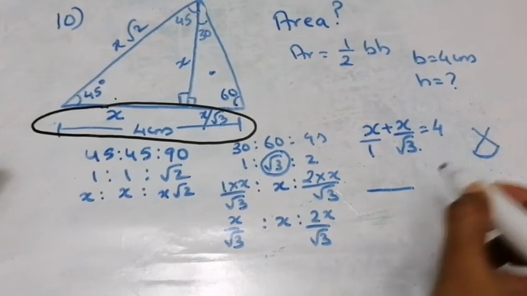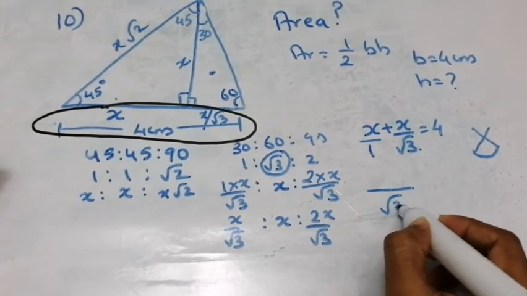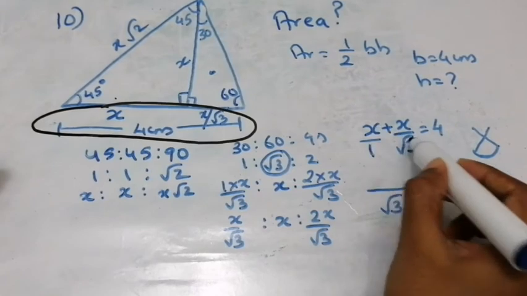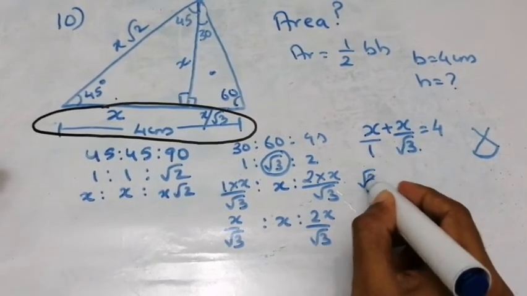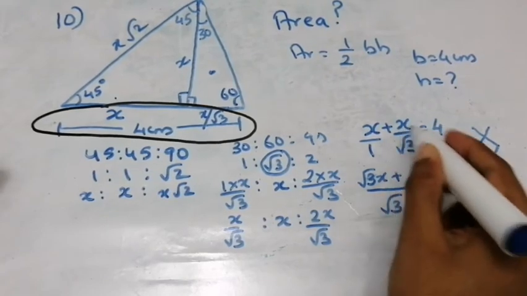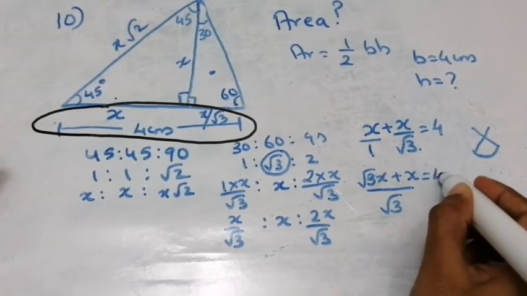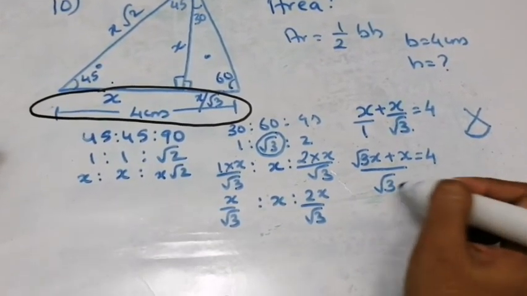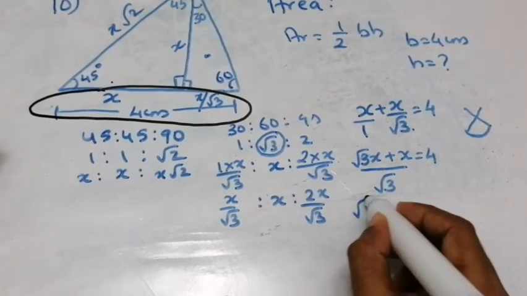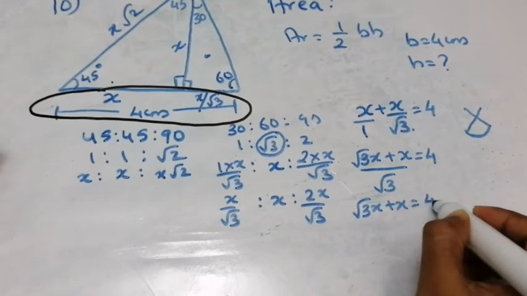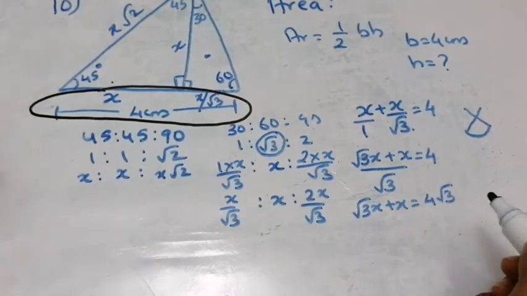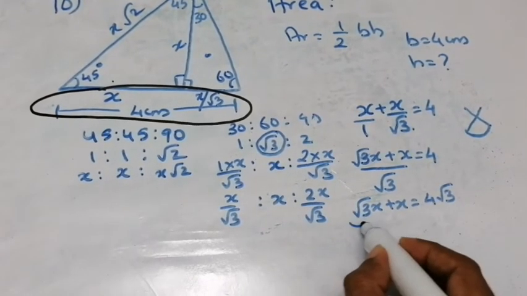First you multiply the denominator. 1 into root 3 is root 3. Then x into root 3 is root 3 x plus 1 into x is x only, is equal to 4. Now bring this by root 3 to the other side. It becomes 4 into root 3, 4 root 3. Okay. Now what is common here?